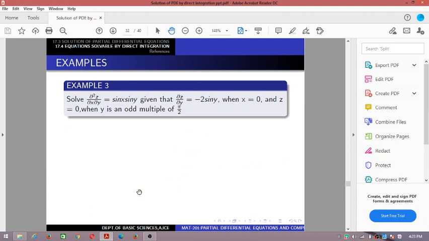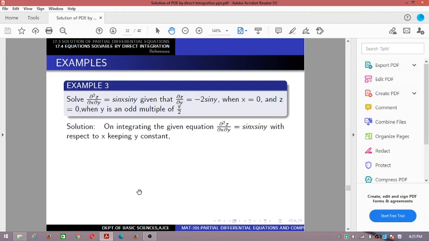We have another example. Solve ∂²z/∂x∂y = sin x sin y, given that ∂z/∂y = -2 sin y when x = 0 and z = 0 when y is an odd multiple of π/2. Here also we are using the direct integration method.